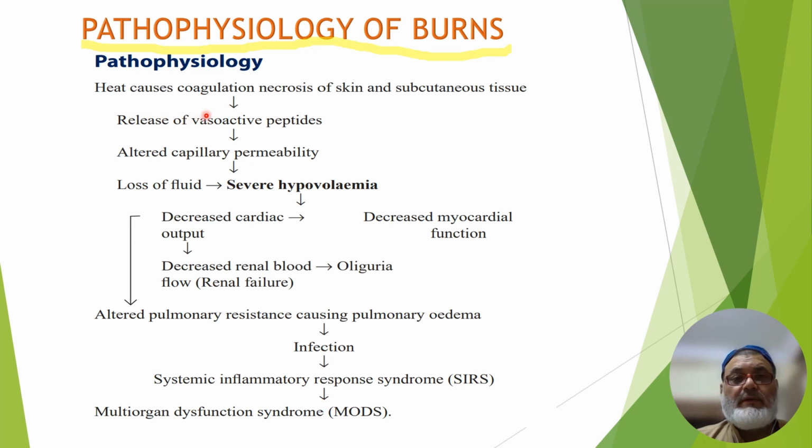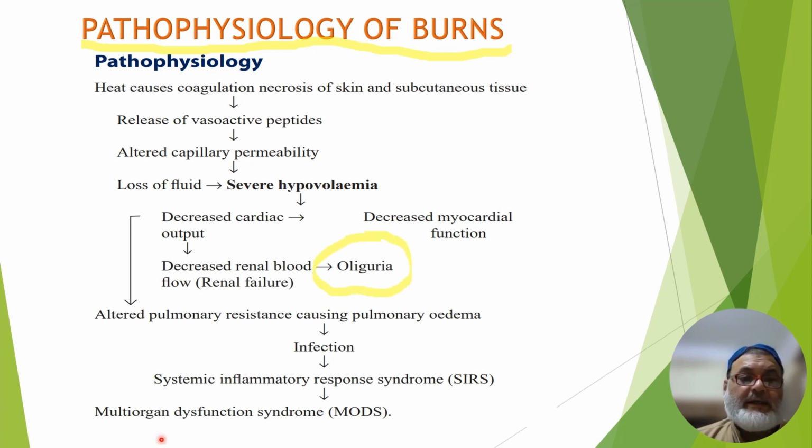The heat causes coagulation necrosis of the skin and subcutaneous tissue, which releases vasoactive peptides. These vasoactive peptides cause capillary permeability alteration, and there will be a loss of fluid. With fluid loss, the patient develops severe hypovolemia. In hypovolemia, there will be decreased cardiac output and decreased myocardial function. Because of the decreased cardiac output, there will be decreased renal blood flow, and the patient can develop oliguria.